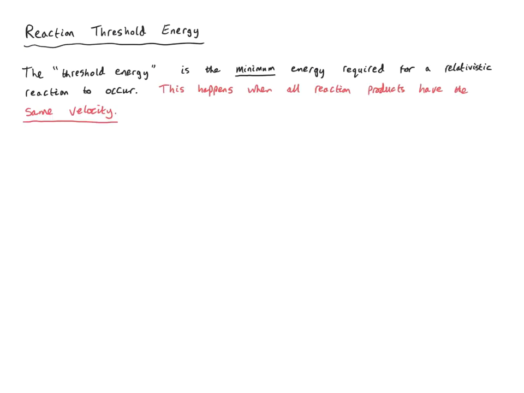The threshold energy is the minimum energy required for a relativistic reaction to occur. This happens when all of the reaction products have the same velocity, not just the same speed, but also the same direction. Why is this the case?